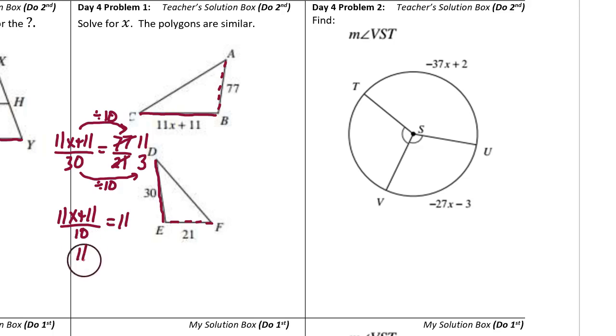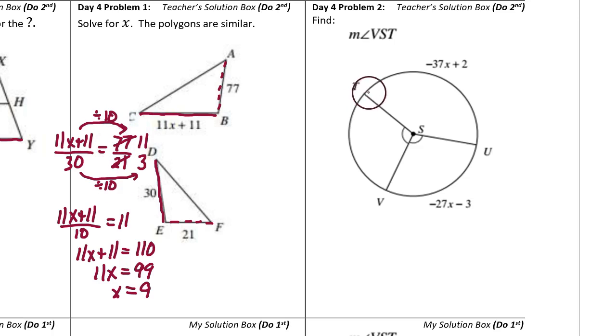Multiply both sides by 10. Then subtract 11 from both sides. And x is equal to 9. There are different ways to solve a proportion. If you don't like doing it with a pattern, then use cross multiplication.